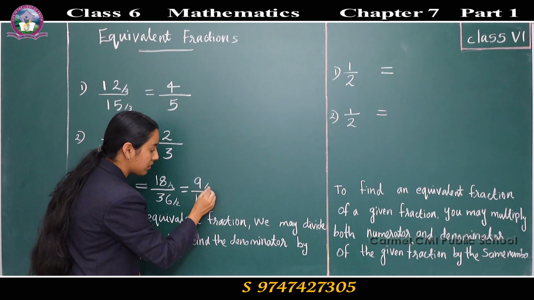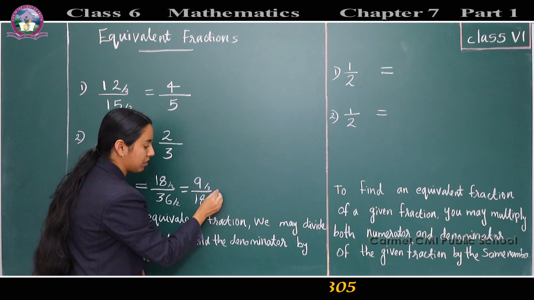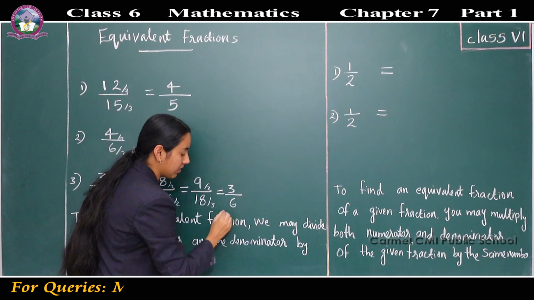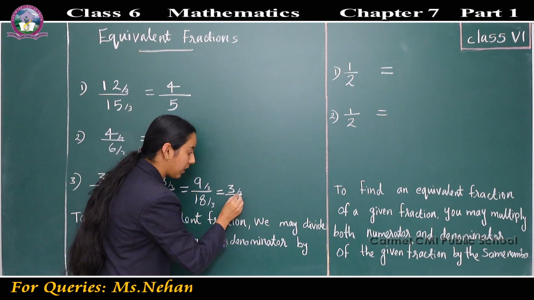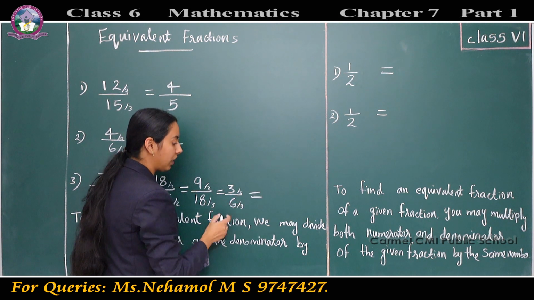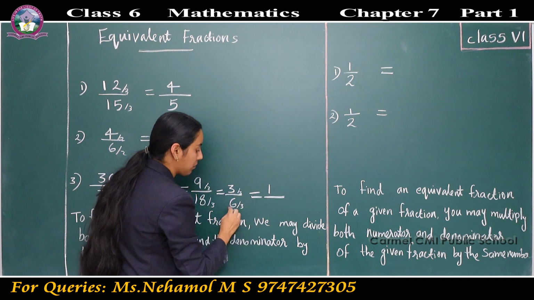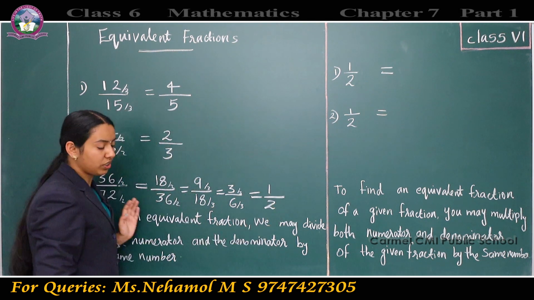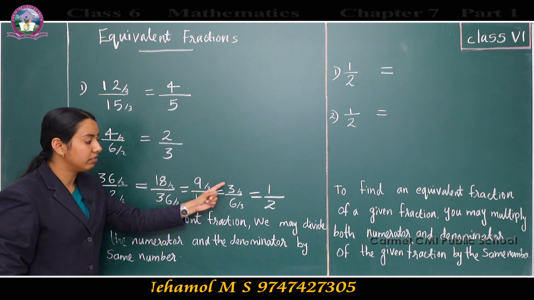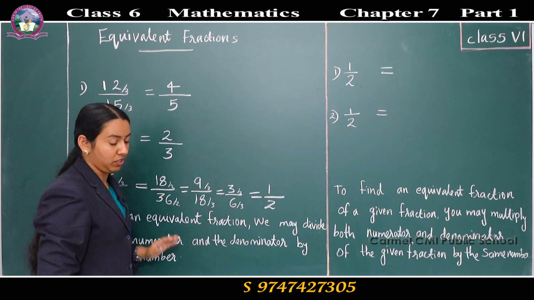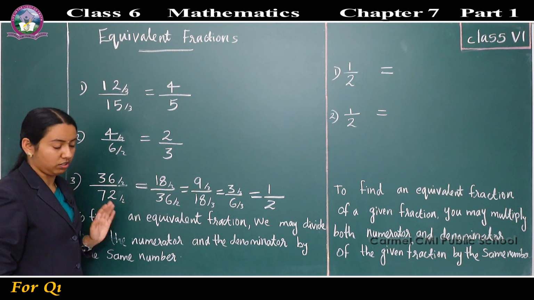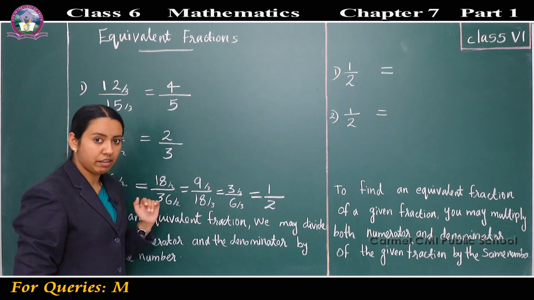Then 9 is divisible by 3. 18 is also divisible by 3. Then 9 by 3 is 3. 18 by 3 is 6. 3 is divisible by 3. 6 is also divisible by 3. So we can find another equivalent fraction. 3 by 3 is 1. 6 by 3 is 2. So these are all fractions. That means 18 by 36, 9 by 18, 3 by 6, 1 by 2. These are all equivalent fractions of 36 by 72.